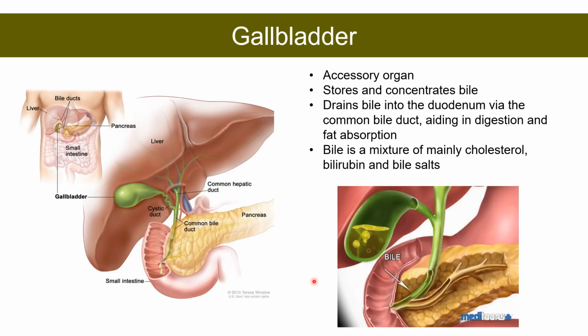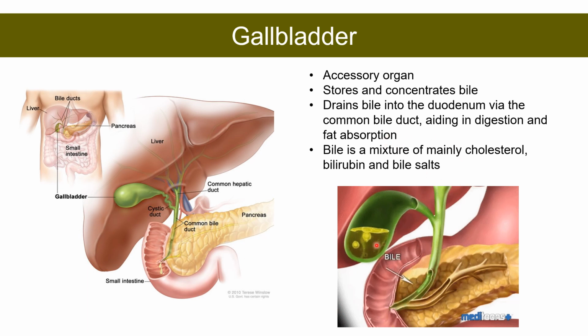Moving on to the gallbladder. So the gallbladder is an accessory organ. It stores and concentrates the bile that the liver produces. And as a recap, that bile drains into the duodenum via the common bile duct, and that's going to help in digestion and fat absorption.